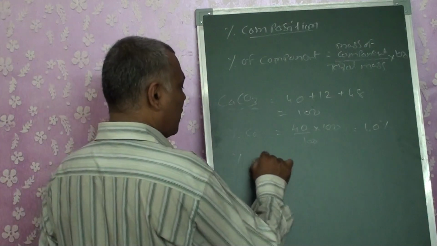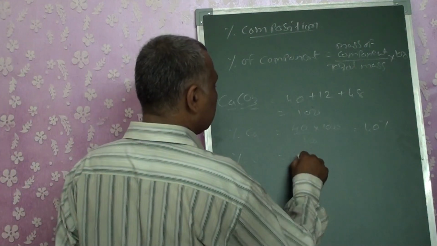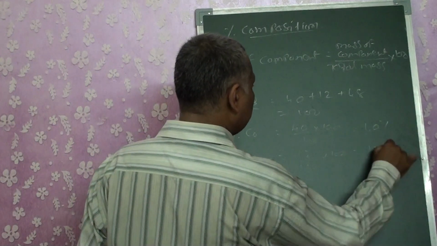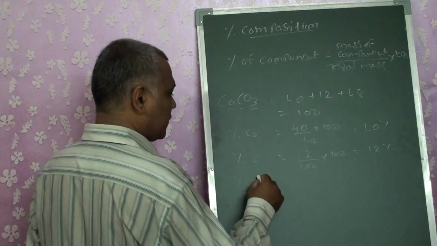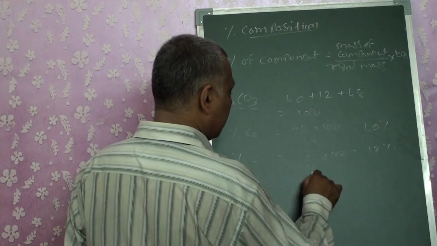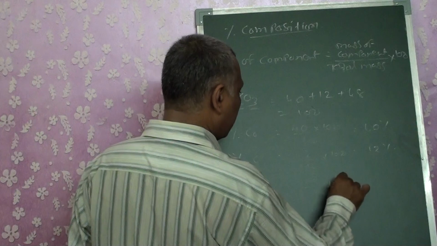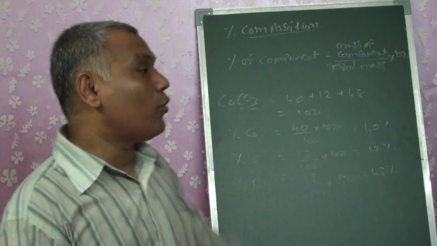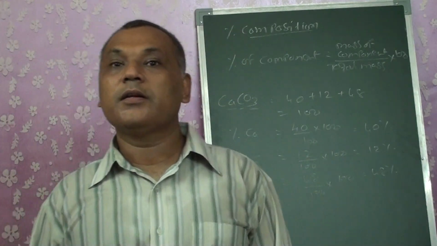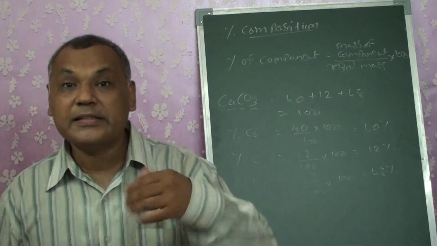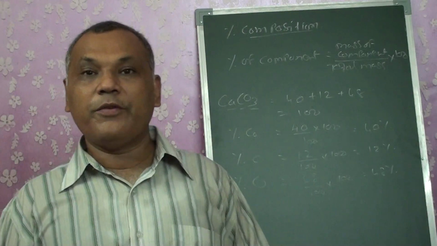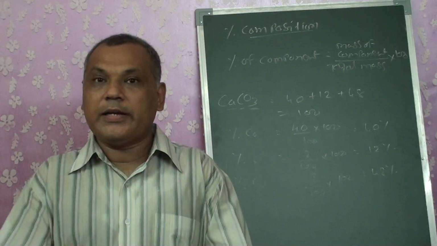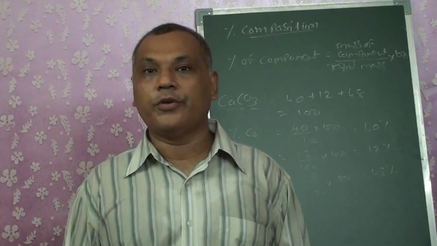If I do it for carbon, we will get 12 as the mass, upon 100, so we will get 12%. Percentage of oxygen, that is 48 by 100 into 100, so you will get 48%. But this is the sum I did specifically if the formula is given to you. But in our previous lecture, we were deriving the formula. So for that case, we will have something different to do.